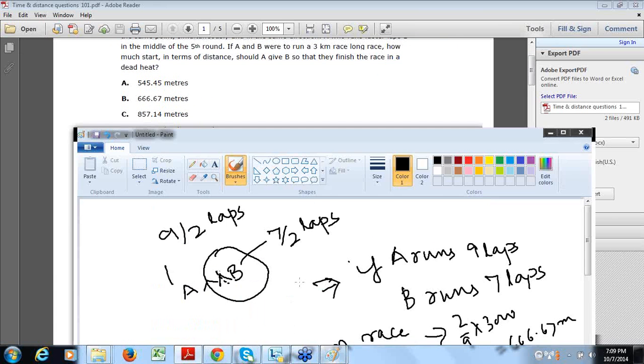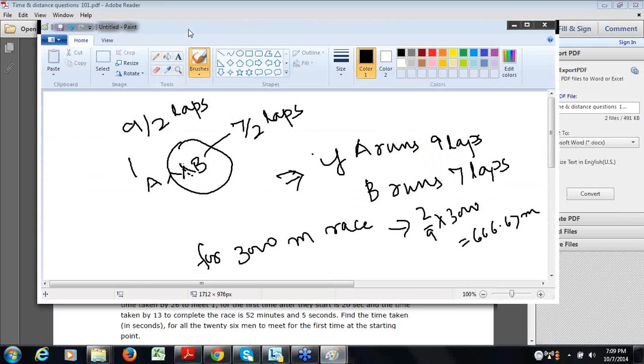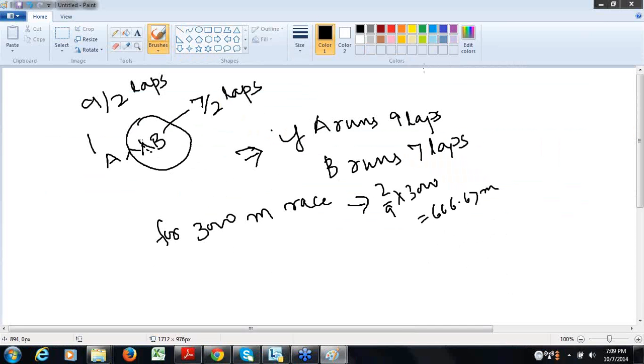So what it is saying is, a few things to point out. A runs faster than B, so A is greater than B. One thing we have got. Now it is saying A laps B in the middle of the fourth round. Middle of the fourth round, that means how much distance should A have traveled? A should have traveled 9 by 2 laps.